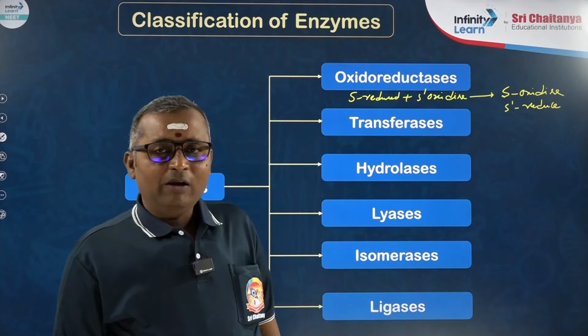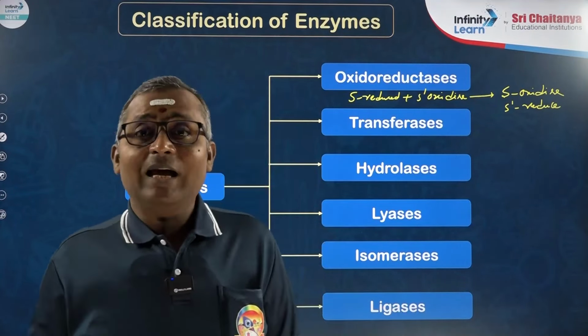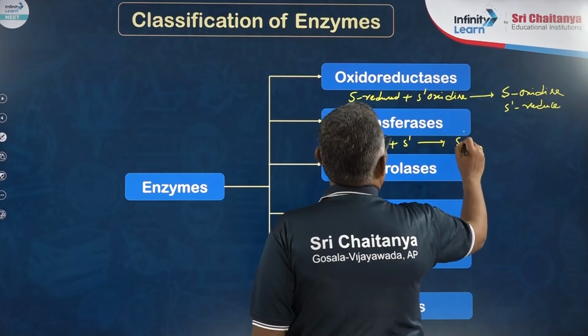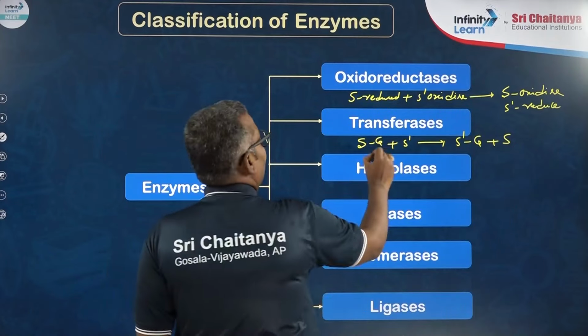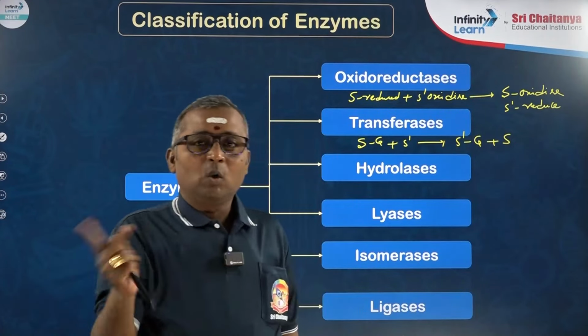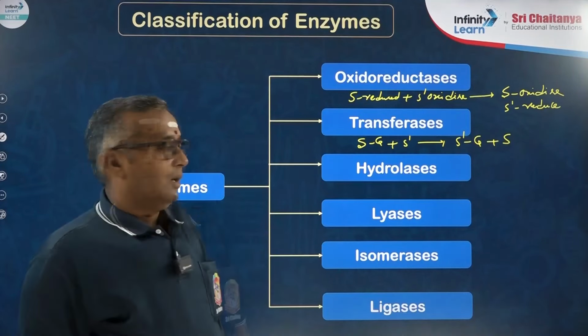Transferases are involved in the transfer of groups other than hydrogen. Say, for example, SG plus S prime gives rise to S prime G plus S. So here a group is transferred from S to S prime. Between the 2 substrates, the group gets transferred. This is what happens in the transferases.